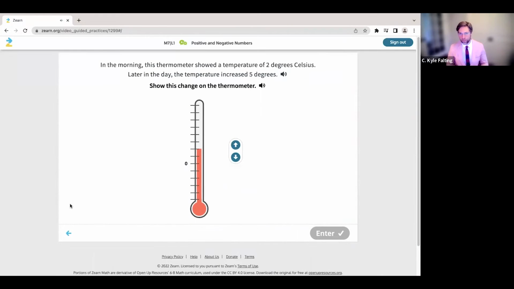We're starting off with a familiar context, temperature, and a friendly opening question. Concrete representations and friendly questions like this activate what kids already know and give them an entry point into this new concept of negative numbers.